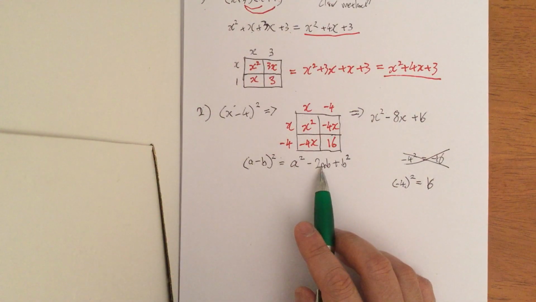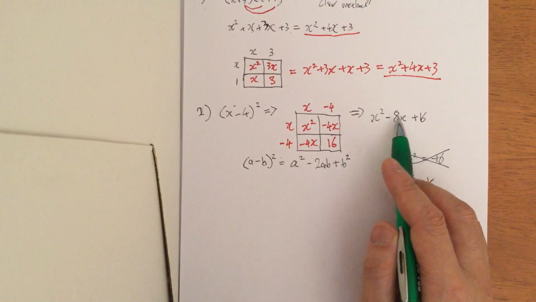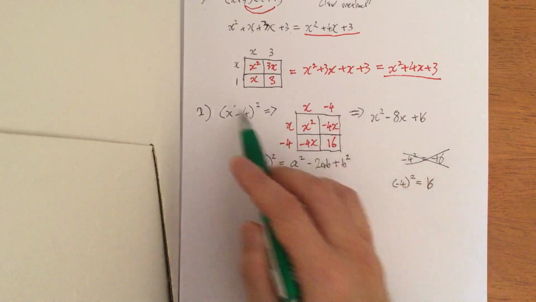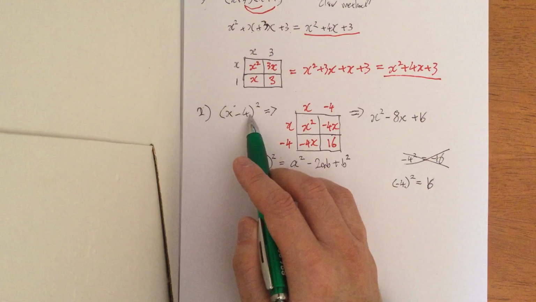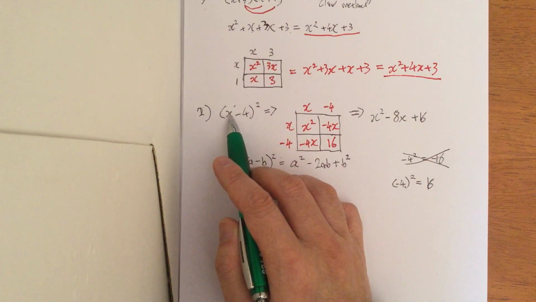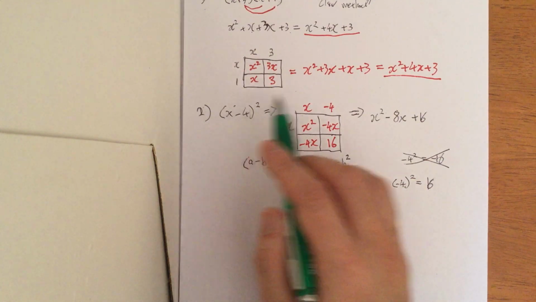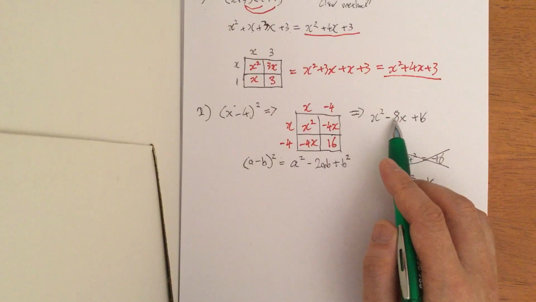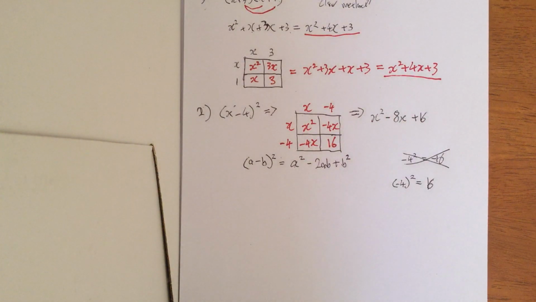Okay, so negative a squared minus 2ab. Now, how do you understand this term? The middle term is twice the product of a and b, right? x times negative 4 times 2 does not give you negative 8. Okay, same thing here.